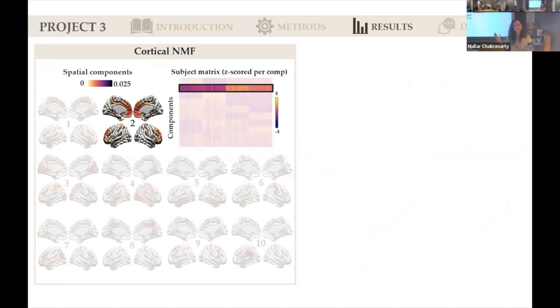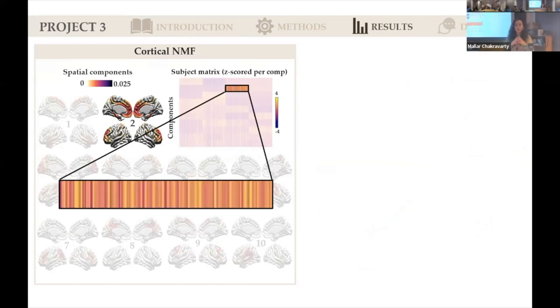So for example, if I focus on component two, which is in the frontal region, we will say, okay, there is low CT, low SA in this region and high T1 and T2 star values. But then we can also look at a zoomed picture of this T1 value, for example, and we can see that even though it's high on average at the population level, there is still a lot of variation of intensity for each participant. And this inter-individual variation is what I will examine later on.